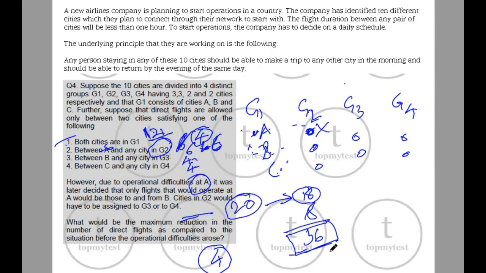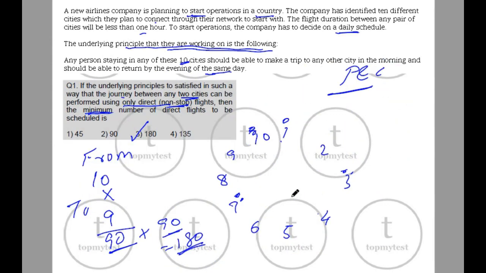This was, as we said earlier, more of a permutation, combination and counting sort of set. This was not very difficult, but you had to be careful in 2 parts. One is you had to look at both onward as well as return journeys, and you also need to make sure you had taken care of the morning flights as well as evening flights.